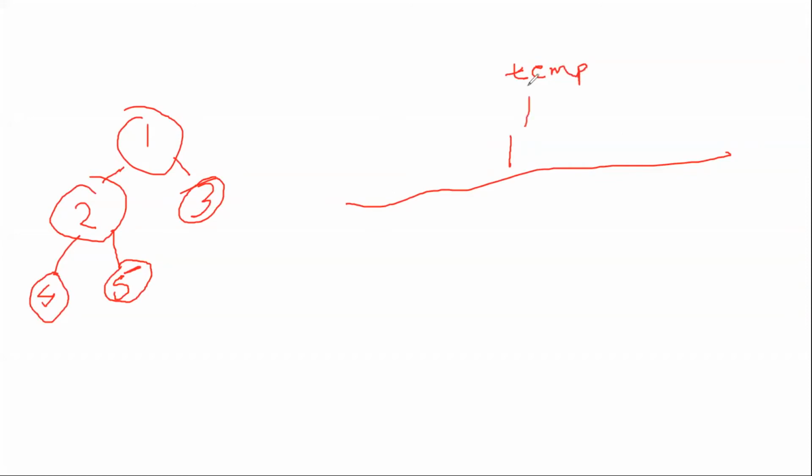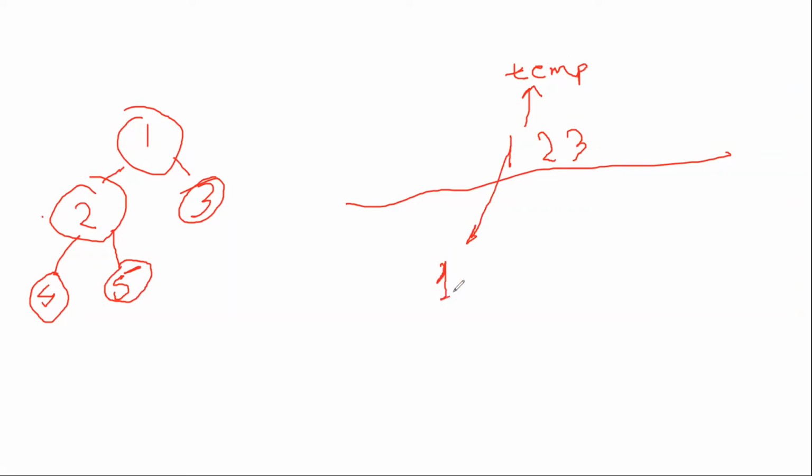We assign it as temporary node first, and then we check whether this temporary node has any left or right child. If yes, we're gonna push the element of left child and right child in the queue, that is 2 and 3. Then after pushing the elements, we'll print the temporary node.